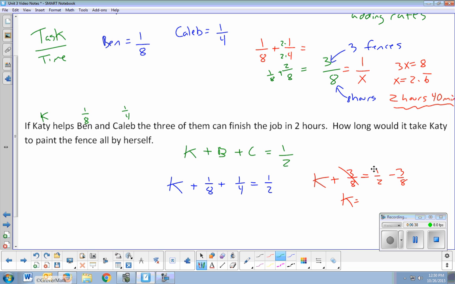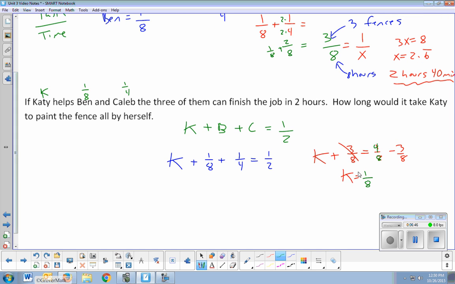And then if I subtract that 3/8 over, 1/2 minus 3/8, well, I could think of 1/2 as 4/8, right? And I get 1/8. So Katie's rate is 1/8, which means how long does it take her to paint one fence by herself? 8 hours. She actually has the same rate as Ben.